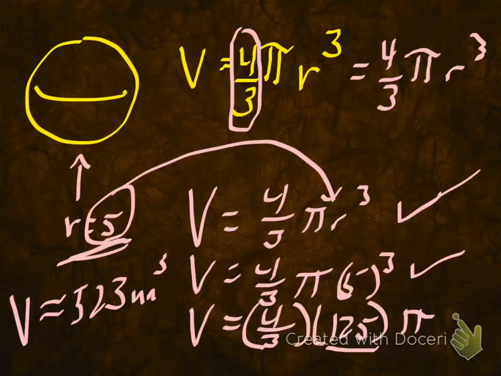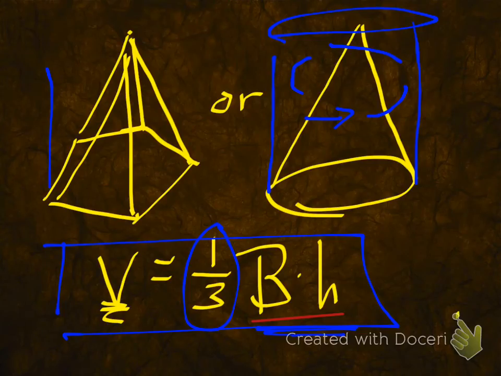4/3 times 125 times pi, if you do that all out on a calculator, use 3.14. You're going to get about 523. Oh, I didn't tell you what kind of units. So, we're just going to use units cubed. I don't know what the units are, but I don't need to know what they are as long as I don't leave it naked. All right, so let's go right to the pointy things, the prisms and the cones.